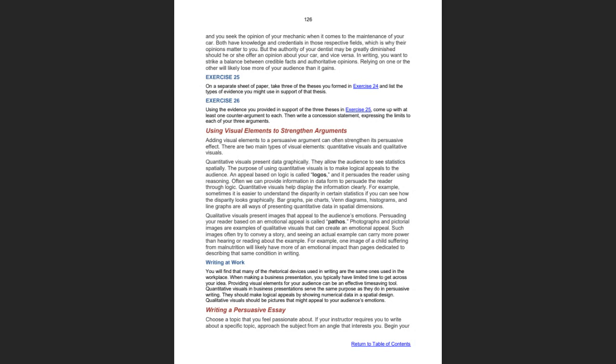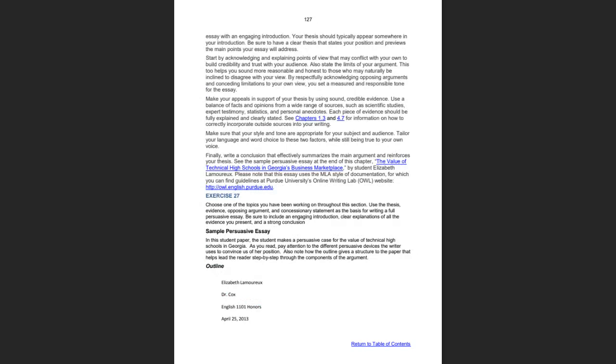Writing a persuasive essay. So choose a topic that you feel passionate about. If your instructor requires you to write about a specific topic, I do not. Approach the subject from an angle that interests you. Begin your essay with an engaging introduction. Your thesis should typically appear somewhere in your introduction. Be sure to have a clear thesis that states your position and previews the main points that your essay will address.